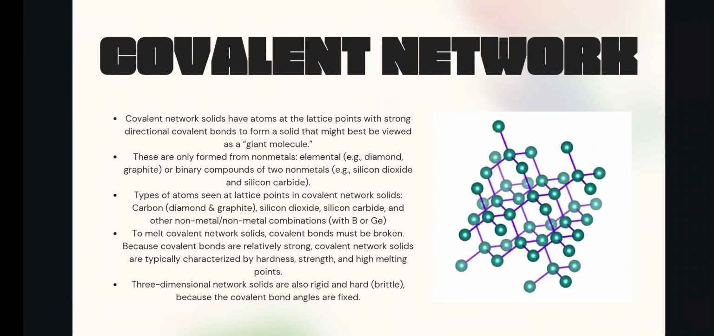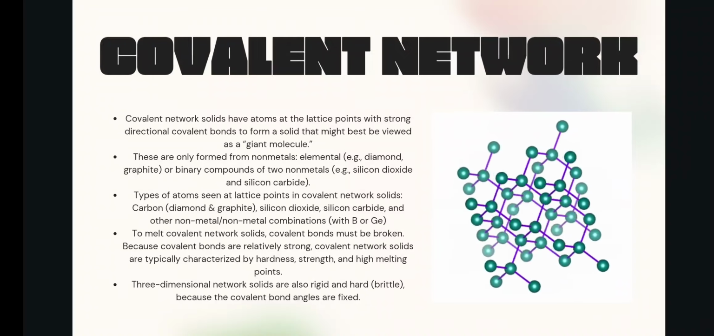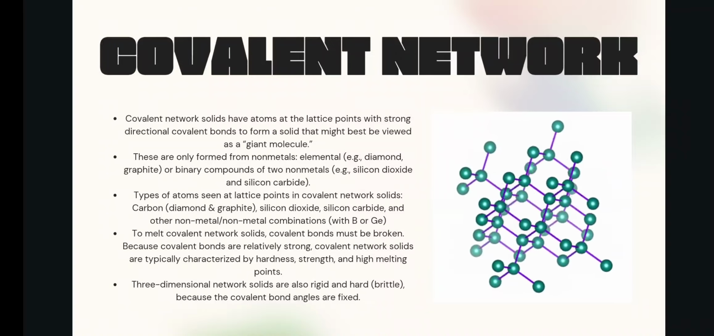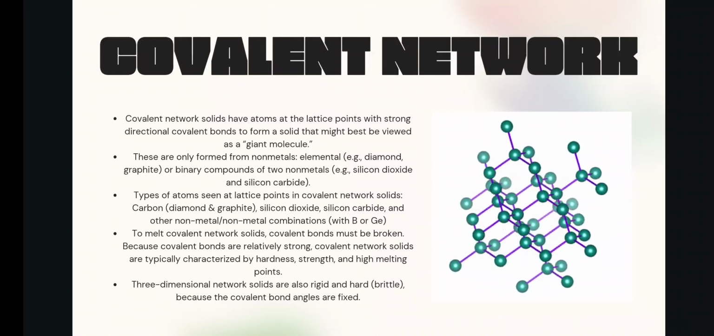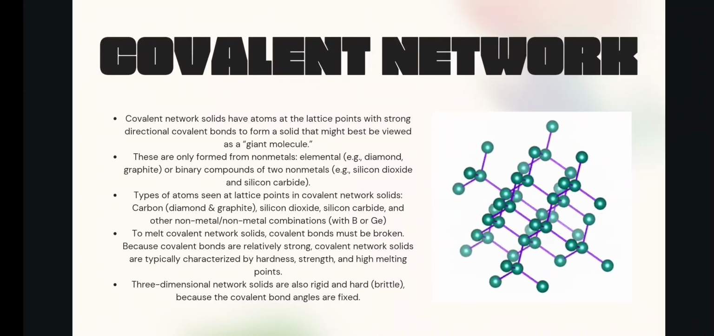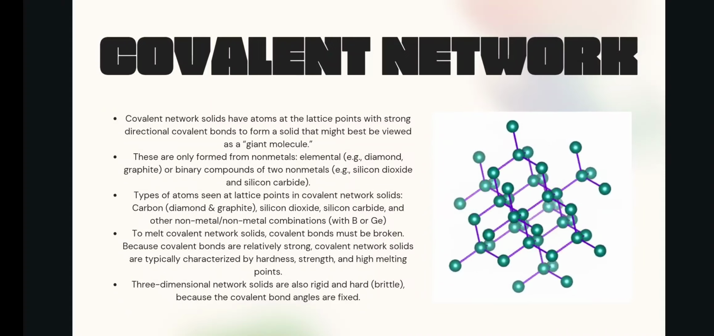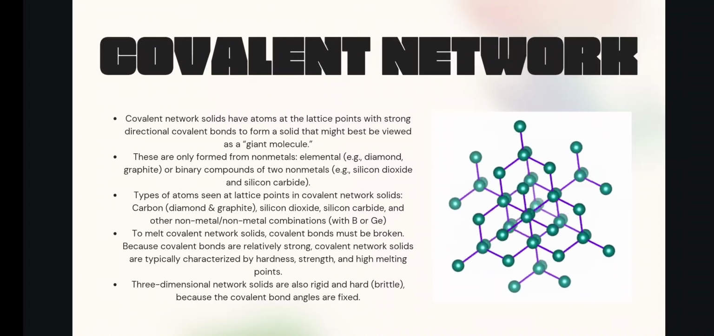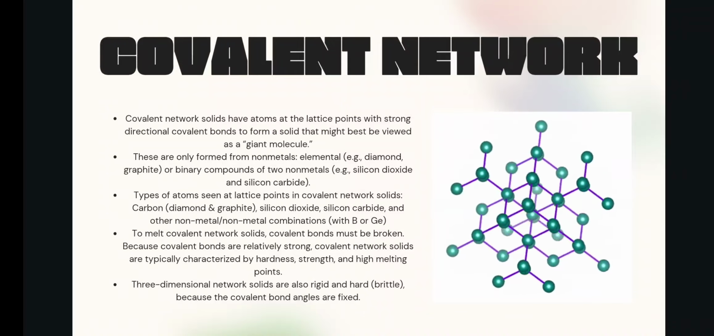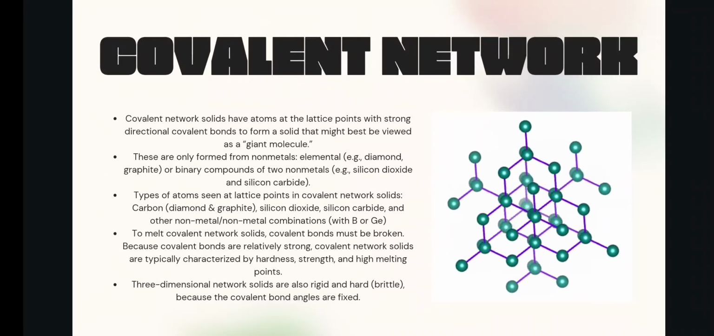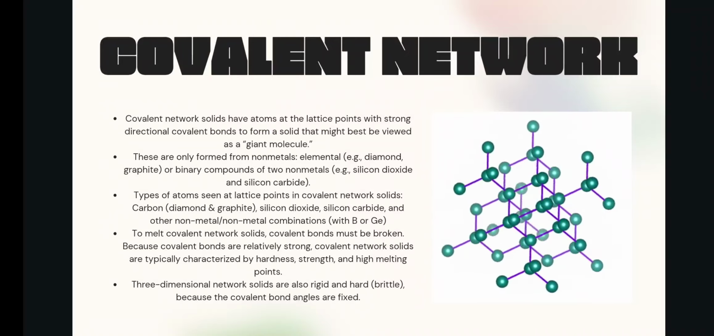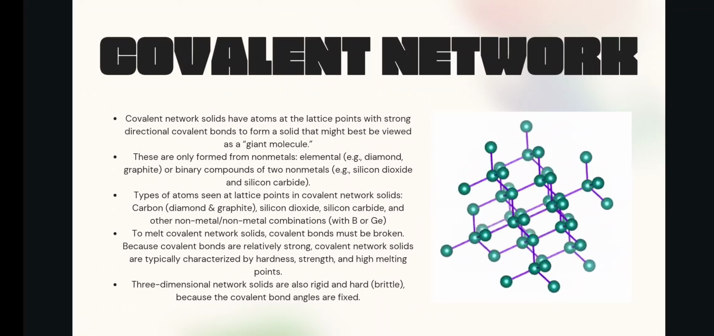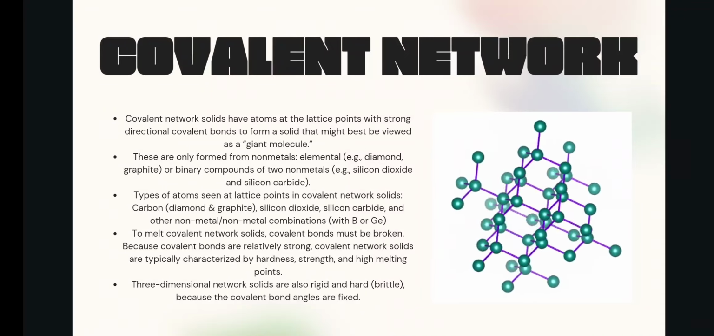Covalent networks. Covalent network solids have atoms at the lattice points with strong directional covalent bonds to form a solid that might best be viewed as a giant molecule. These are only formed from nonmetals, elements such as diamond and graphite, or binary compounds of two nonmetals such as silicon dioxide or silicon carbide. Types of atoms seen at lattice points in covalent network solids are carbon, in diamond and graphite, silicon dioxide, silicon carbide, and other non-metal combinations with B or Ge.